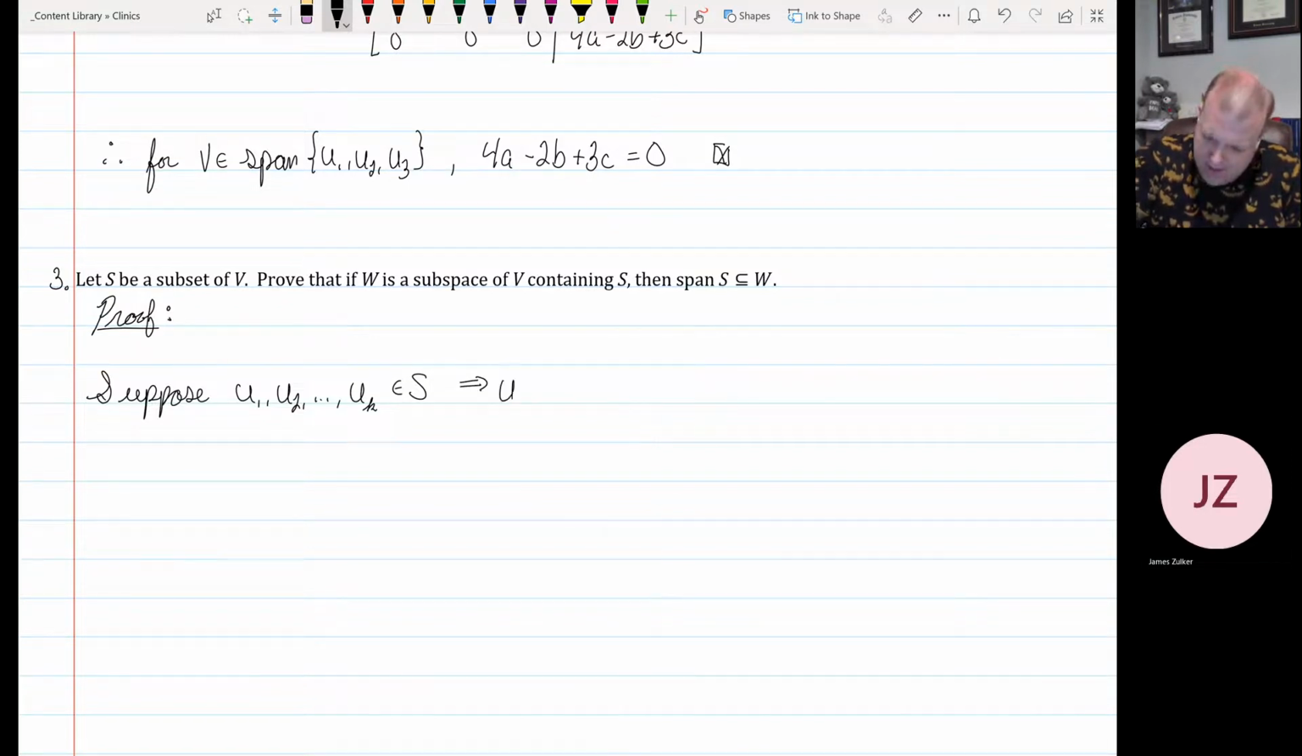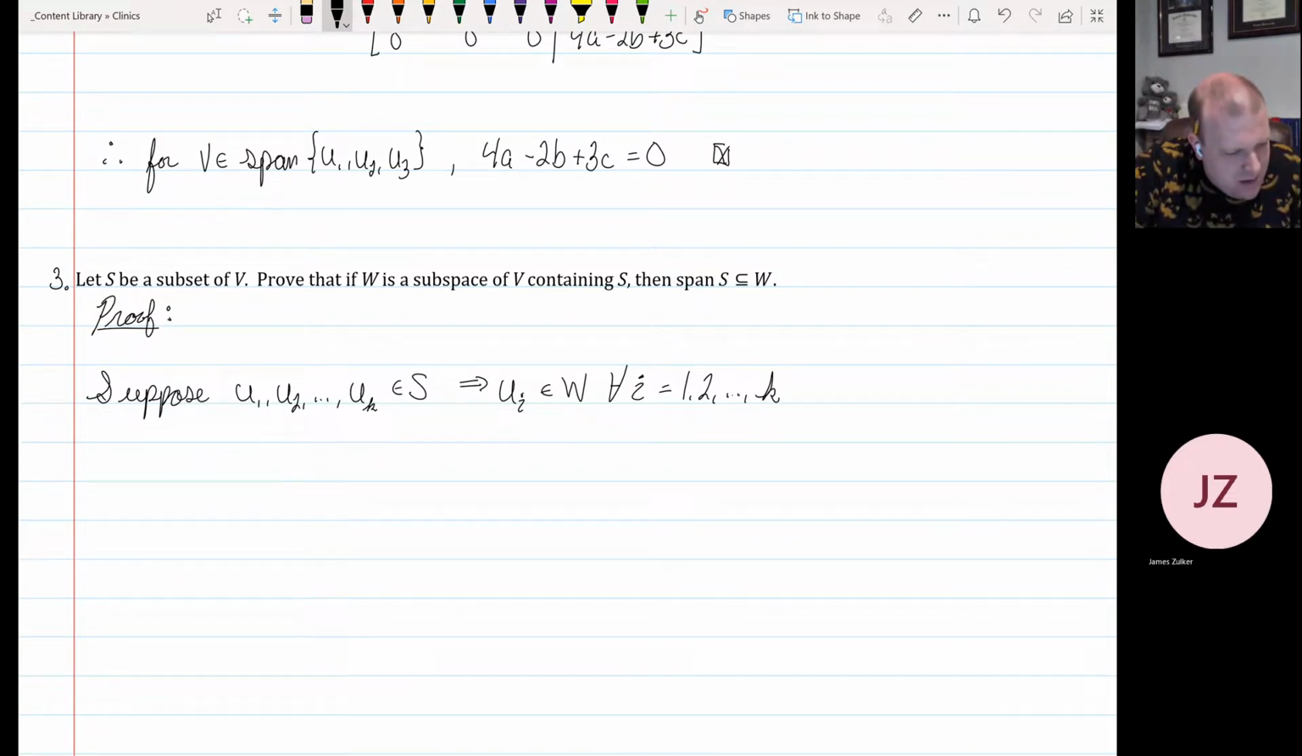Which implies that UI has to be in W for all I, right? Because W contains S, yes. So S is a subset. Right, it's right here. W is a subspace of V containing S. Right, so that would be read W contains S, right? Which simply means S is a subset of W.